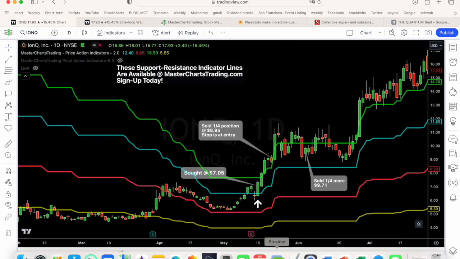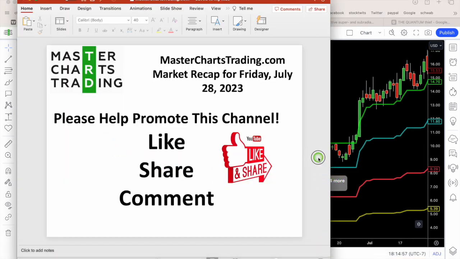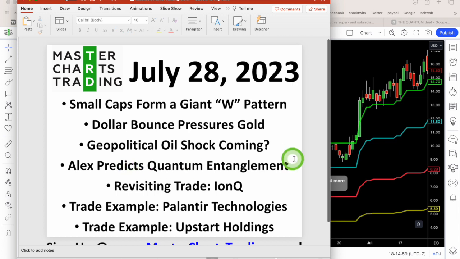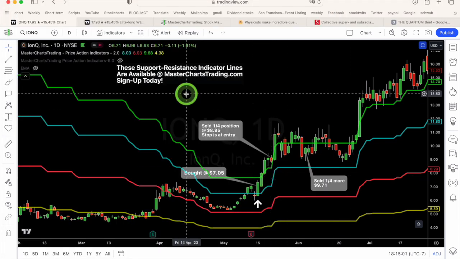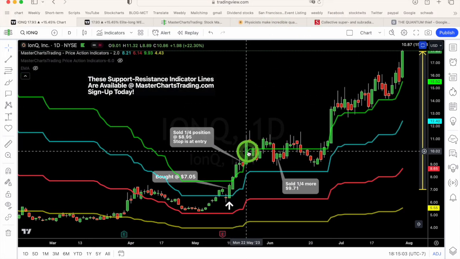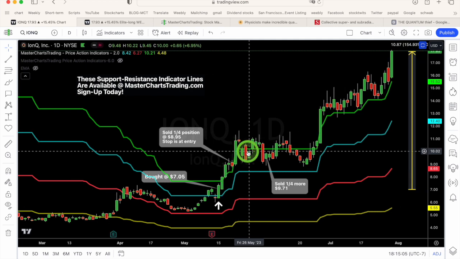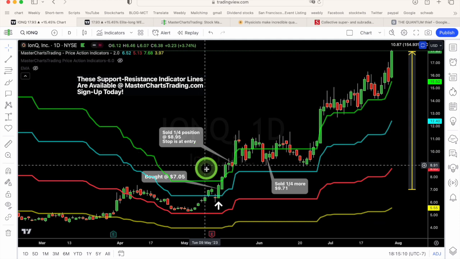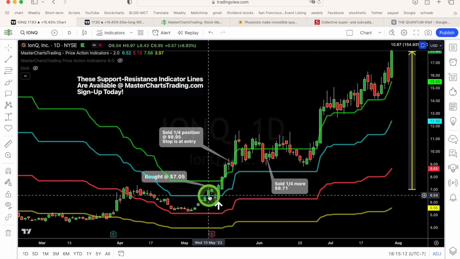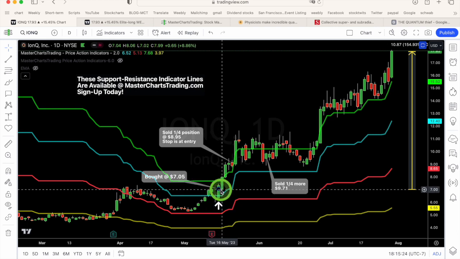I wrote here that I predicted this. Obviously, I didn't predict it. Alex predicts quantum entanglement. Obviously, I don't predict this. I mean, how can I predict this? If I could predict it, I wouldn't be talking to you. I would be very rich, retired somewhere. The breakout did occur. All I need to know is, did it cross my indicator lines? Yes, it crossed my indicator lines. At that point, I'm like, this looks really good. I'm going to go ahead and buy it.